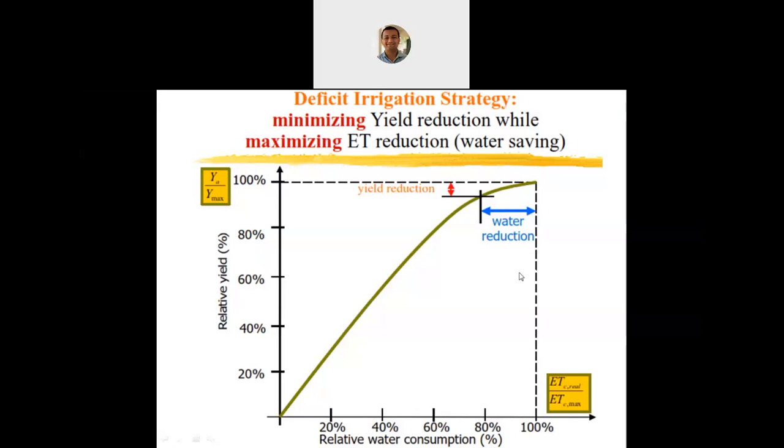Now, if we decrease the relative water consumption through a deficit irrigation strategy, we might see that with a 20% reduction in water consumption, there is only a 5 to 10% yield reduction. That means the water reduction is more compared to the yield reduction, which is more beneficial in those areas where water is limiting. Here the water savings is significant compared to the yield reduction, which may or may not be significant.